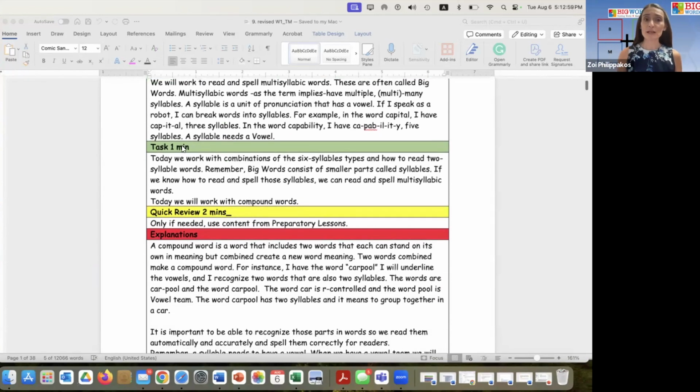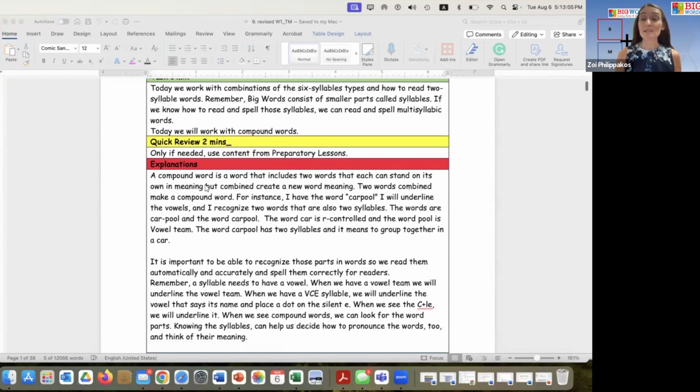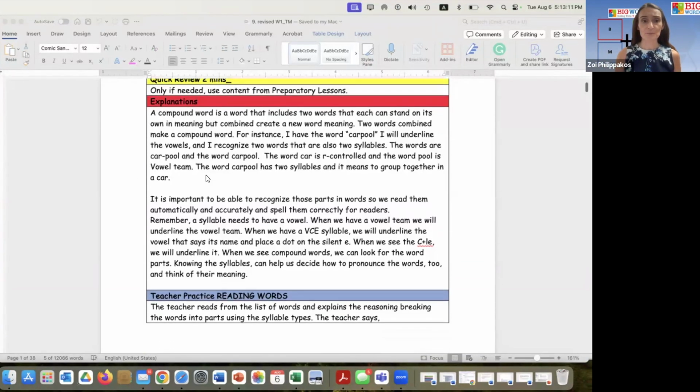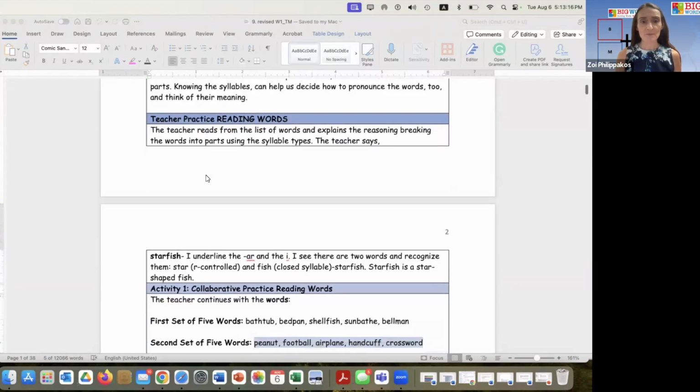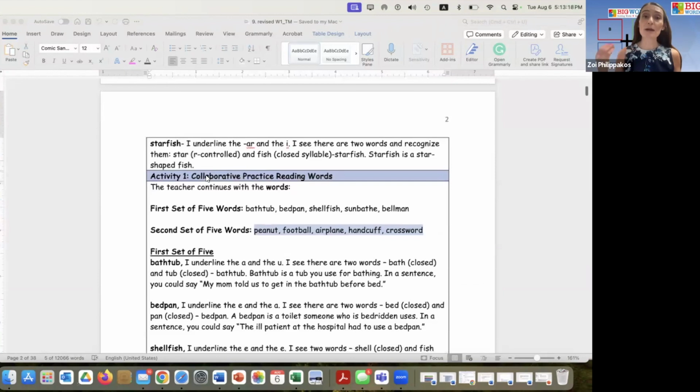And then after the introduction is the specific task that will be followed for that day. Next, there will be an explanation of what the focus is, and the teacher may provide an example. The teacher will then practice reading words, and then the students and the teacher will collaboratively practice reading the words. And you will notice that we have a first set of 5 and a second set of 5.